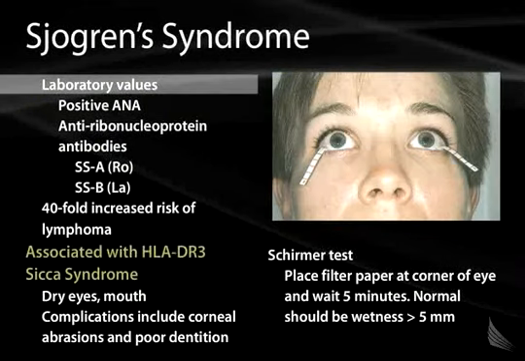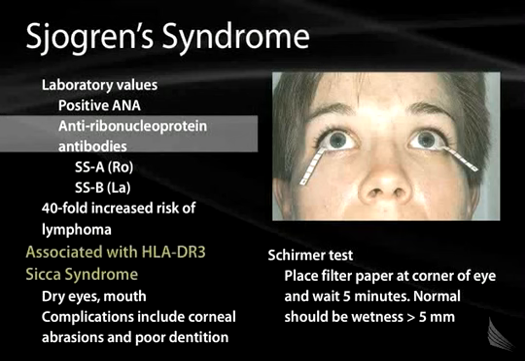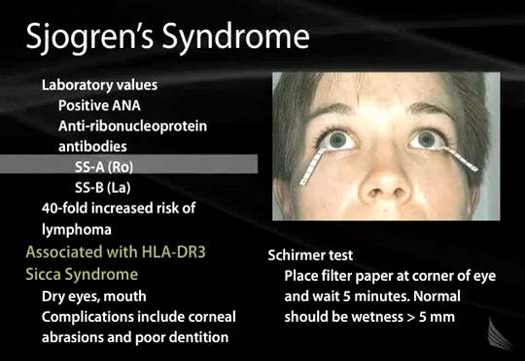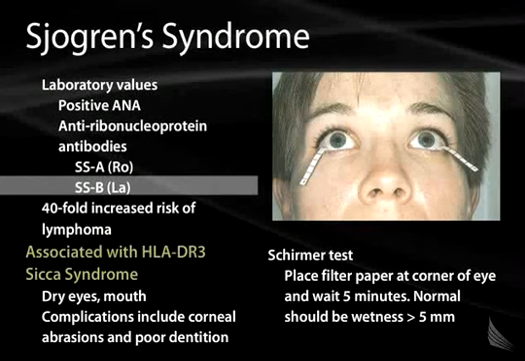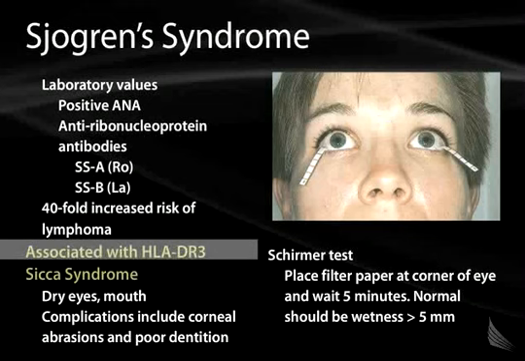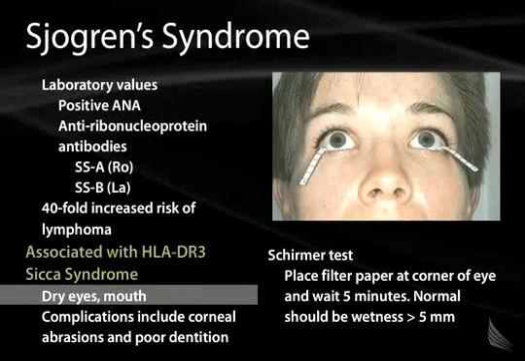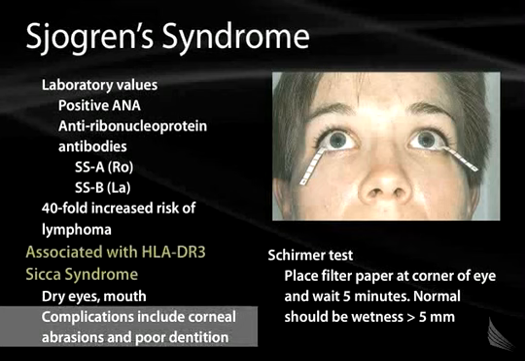Diagnostic laboratory values for Sjogren's syndrome: you can have a positive ANA with a positive ribonucleoprotein antibody, SSA or Ro, and SSB or La. There is a 40-fold increased risk of lymphoma in patients with Sjogren's syndrome and the associated autoantibodies. It is associated with an HLA subtype of DR3. The Sicca syndrome is dry eyes and mouth, which is a subset of the Sjogren's syndrome, and complications include increased dental caries as well as corneal abrasion.